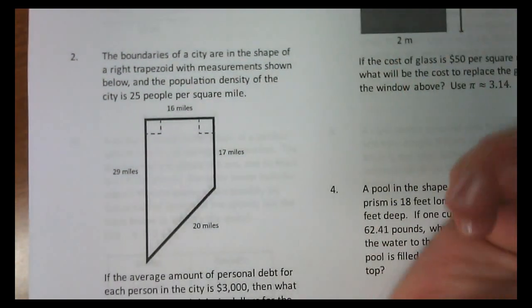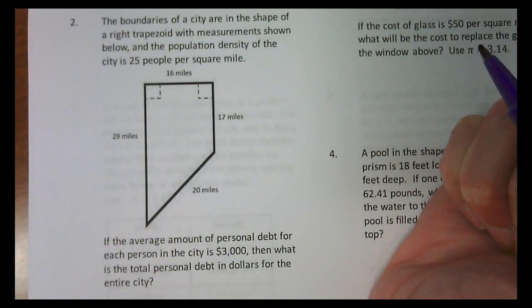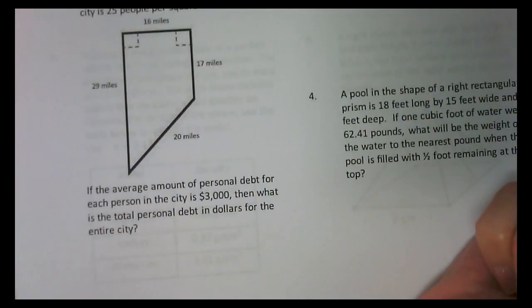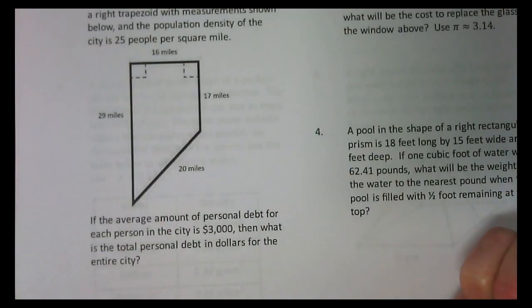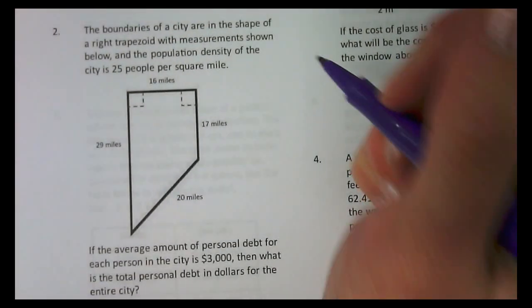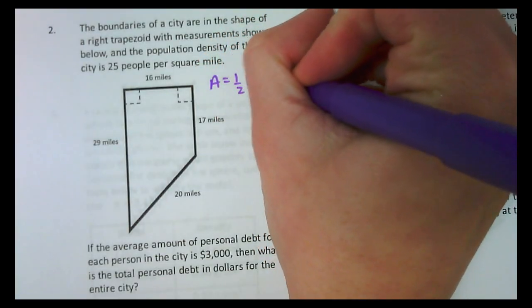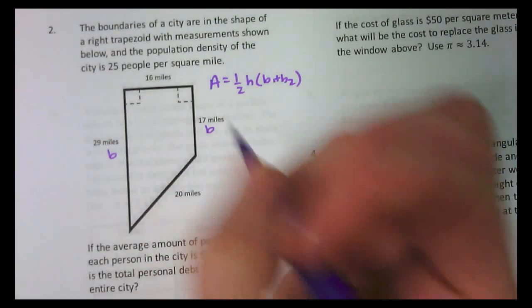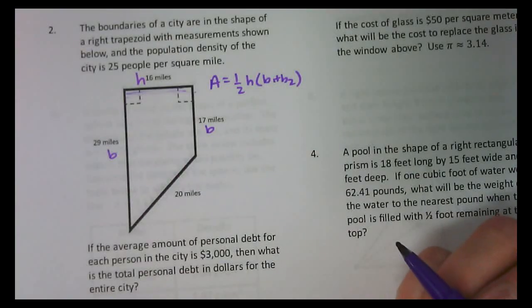Number 2, the boundaries of a city are in the shape of a right trapezoid with measurements shown below, and the population density of the city is 25 people per square mile. If the average amount of personal debt for each person in the city is $3,000, then what is the total personal debt in dollars for the entire city? So I know I'm going to have to find area. Area of a trapezoid is on our reference sheet. Our bases are these two. Our height is going to be this distance between our bases. So our height is the 16.